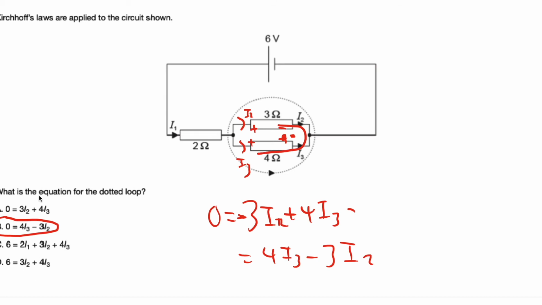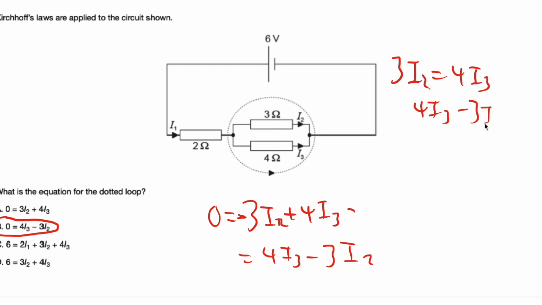Another way of thinking about this is this. We know the voltage for circuits in parallel is gonna be equal to each other. Then you know 4I3 minus 3I2 is gonna be equal to 0. Right. So two different ways of thinking about this, but the same correct answer.